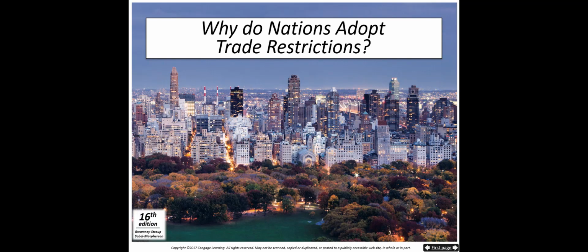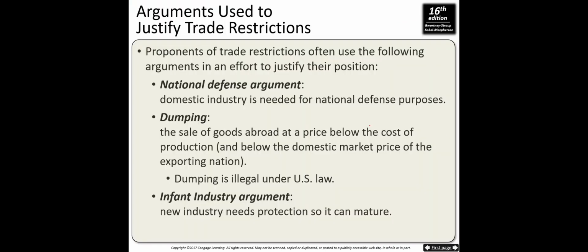So if trade restrictions are not good for the countries, why do nations adopt trade restrictions? Proponents of trade restrictions often use the following arguments in an effort to justify their position. The first one is the national defense argument. Domestic industry is needed for national defense purposes.